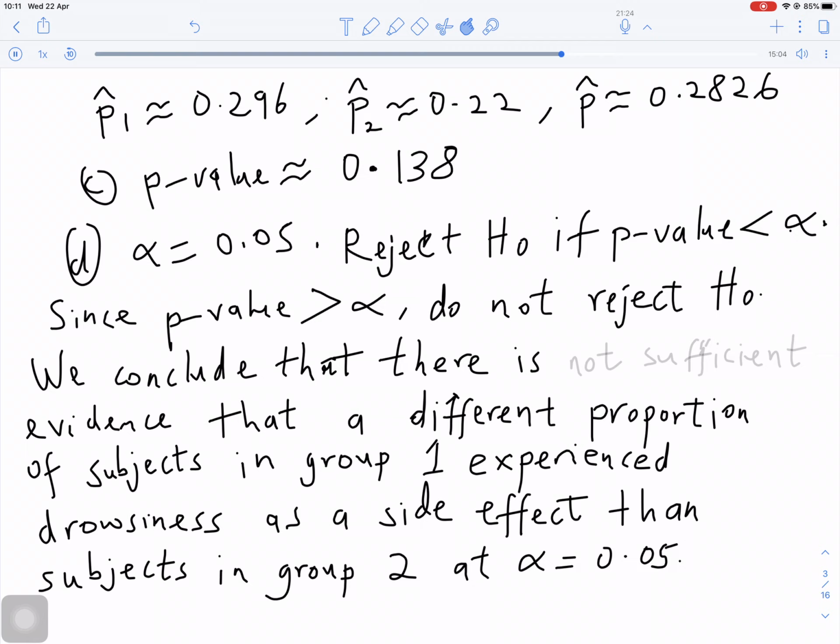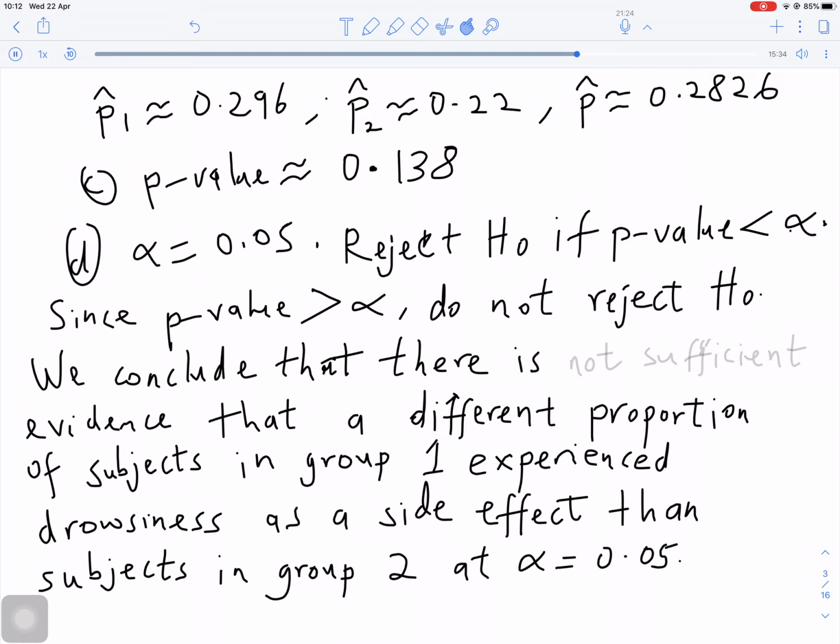Okay, and what happens here? What is our decision? Since the p-value, which is 0.138, is greater than alpha, we do not reject H0. So either you are rejecting H0 or you do not reject H0. Now we do not reject H0 since the p-value is greater than alpha. And what is our conclusion? We conclude that there is sufficient evidence.